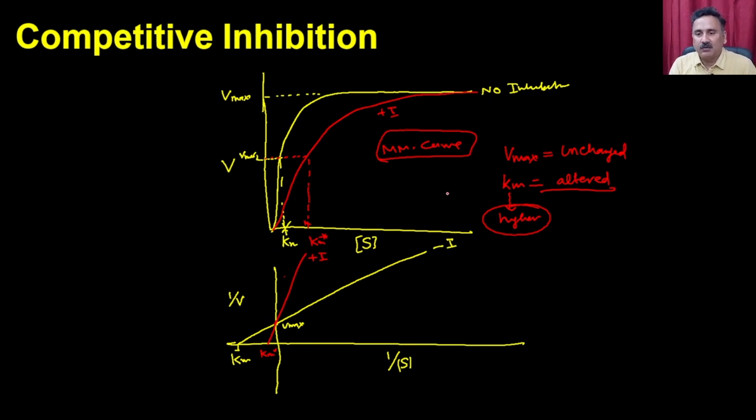And this is exactly what is going to happen because the enzyme is now fractionating into this, right? This means effectively the enzyme substrate concentration is getting reduced because some of the enzyme is getting channelized here. So you require more substrate so that the enzyme is able to show you the Vmax. So in competitive inhibition, the Vmax is going to remain unchanged, the Km is going to be altered.